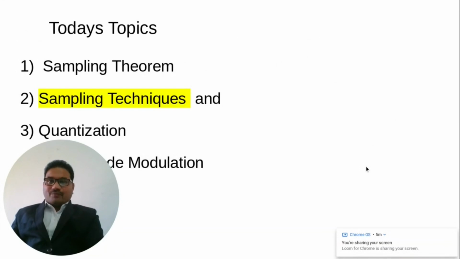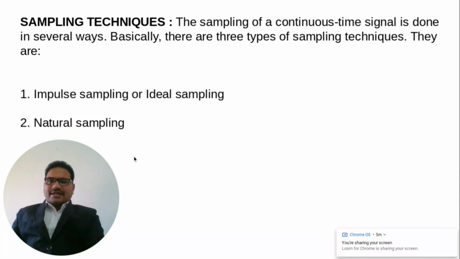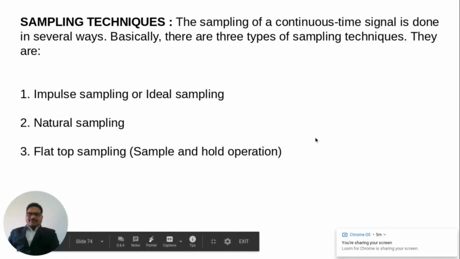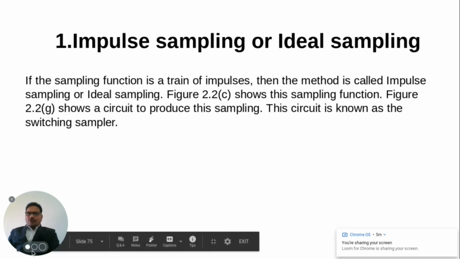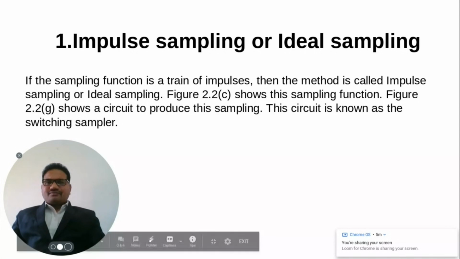Now, after that, we are going to see the sampling techniques, that is, what the different sampling techniques are. There are three types of sampling techniques. They are impulse sampling, which we also call ideal sampling, then natural sampling, and the third one is called flat top sampling.